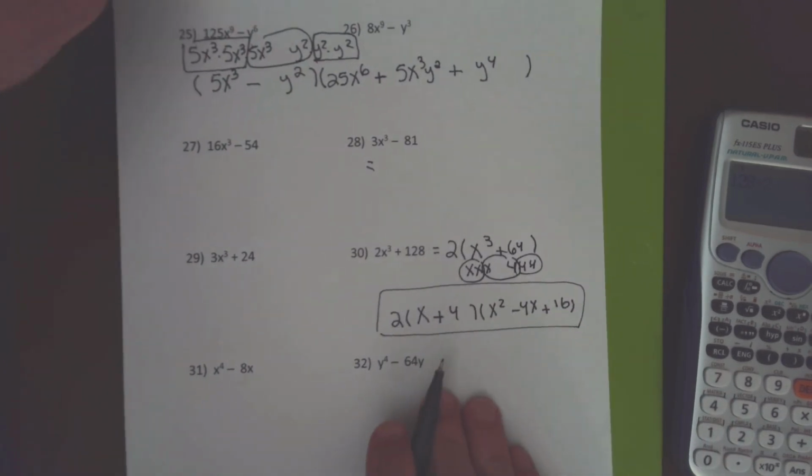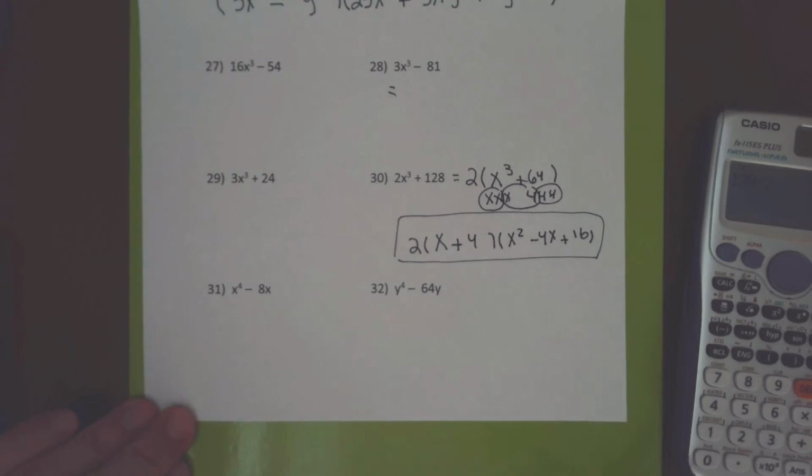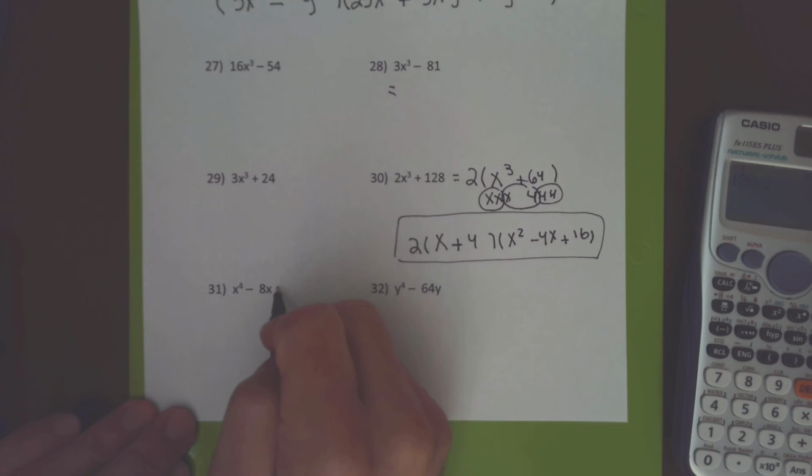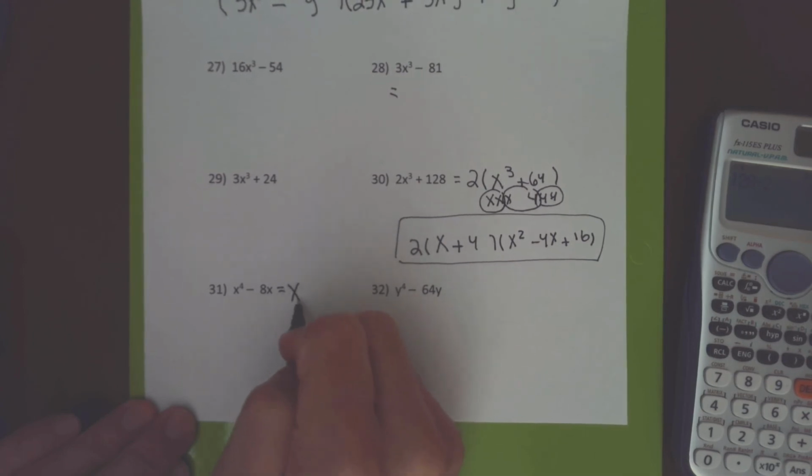Let's do 31 together just in case you need. You can pause the video and then just check your answer. Maybe that's a nice idea. For 31, there's a common factor of an x that I'm going to factor out.